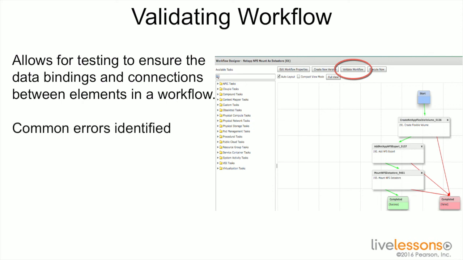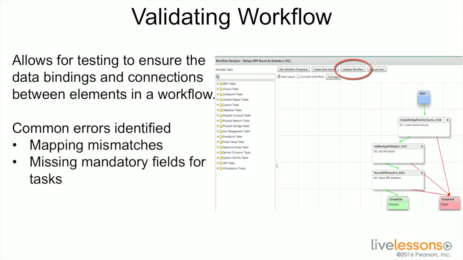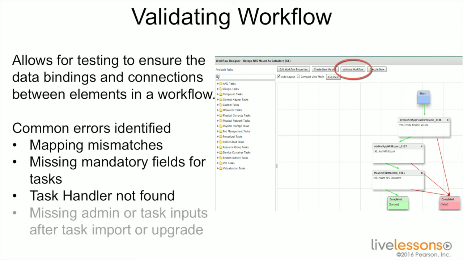It'll also identify a lot of those common errors that you may run into. Maybe you've got a situation where you didn't make the connection or you're not providing the right information. Whatever it is, you'll get an immediate response that will tell you what's going on in that situation. And it'll address things like mapping mismatches, mandatory fields that aren't in place for a specific task, as well as task handlers not being found or missing admin or task inputs. This is going to allow you to address a lot of these different things automatically when you're creating the workflow. So you don't have to go and execute it to find out what is broken or not.